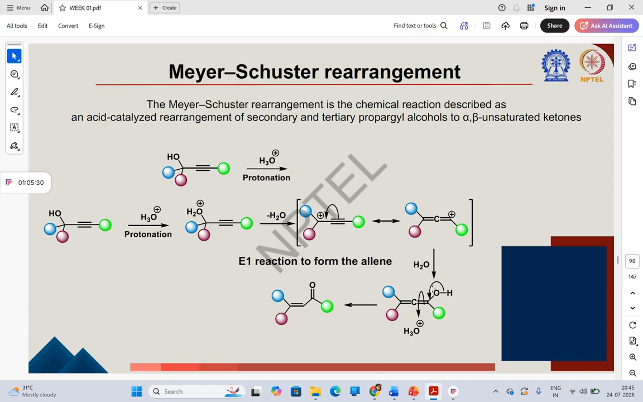and it will give you an enone formation. Okay, so the reaction will take place to form an allene. Then after the allene, in the presence of water, it will give you an enone.